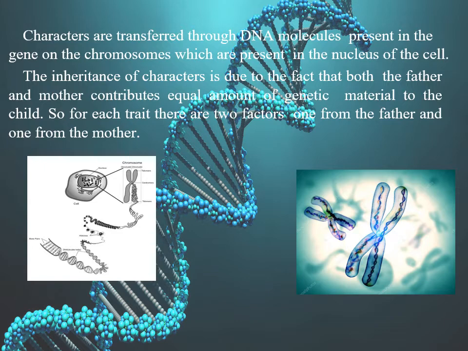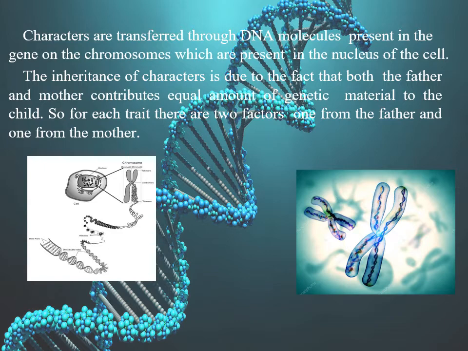And we know that out of these 23 pairs, 22 pairs of chromosomes we call autosomes, and one pair of chromosomes we call allosomes. These 22 pairs of autosomes are responsible for the cell division that takes place in the somatic cells, all other cells. And the last pair, the allosomes, are sex chromosomes, responsible for the traits that need to be formed during the process of formation of gametes.